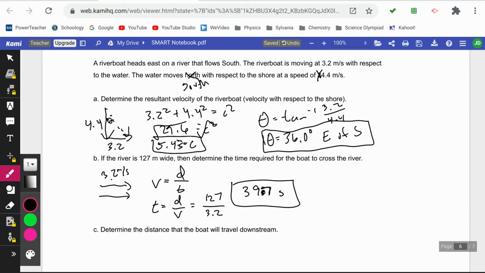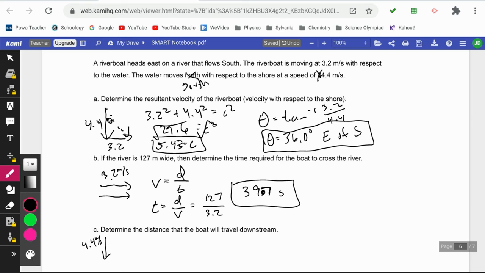Okay, now determine the distance the boat travels downstream. Again, it's not going to go straight across the river because the river is also moving. It's going to move a little bit downstream. So to figure out how far it's going to move downstream, we're actually going to use the velocity vector that is pointing down, south. Again, the river is making it move south. So that velocity, again, is 4.4 meters per second.